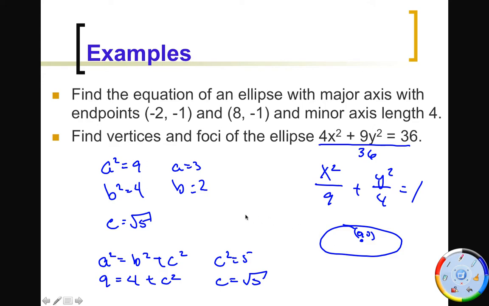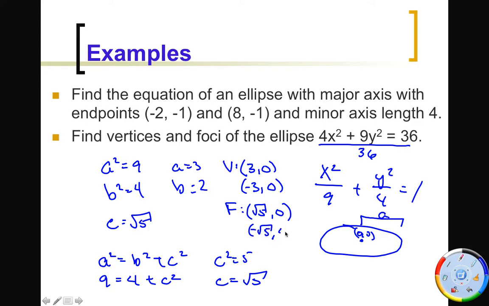And then I just need to use these pieces of information. To go from center to vertex is a units away. And because it's going left and right, I'm going to change the x values. So my vertices are 3 units to the right of 0 and 3 units to the left of 0. And my foci are root 5 to the right of 0 and root 5 to the left of 0. And there we go. There's our foci and vertices.